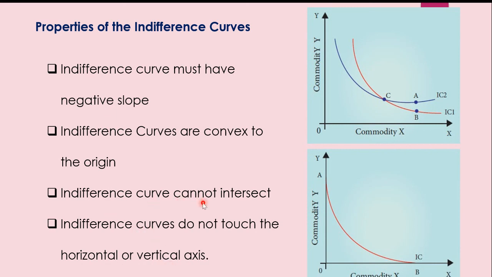Indifference curve cannot intersect. So these are the properties. Indifference curve must have negative slope. Indifference curves are convex to the origin. Indifference curve cannot intersect. And the last one, indifference curves do not touch the horizontal or vertical axis.